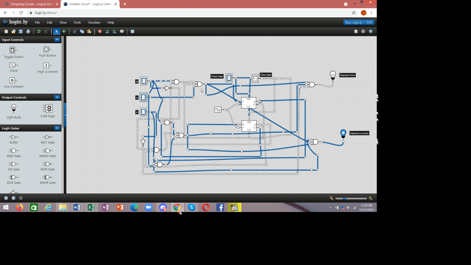These gates are ones I extracted from the Karnaugh map, so I've designed the gates according to that. I've also put a clock here which is connected to both the clocks of the D flip-flops. So yeah, that's it.